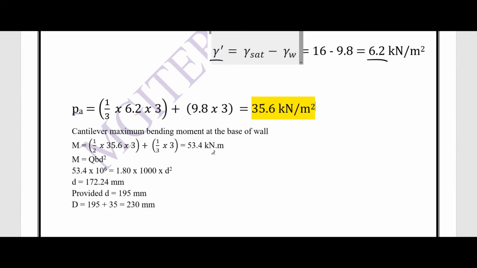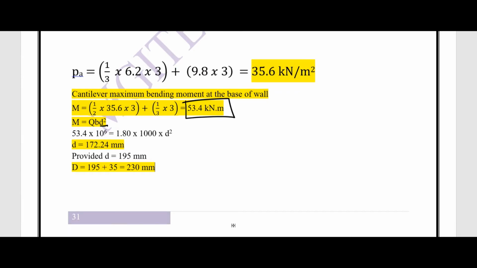So the cantilever maximum bending moment at the base of wall: M is equal to 1 half into 35.6 into 3 into 1/3 into 3, so 53.4 kilonewton meter is the moment. By the moment we can calculate M is equal to QBD square, so we can find D. D is equal to 172.24 mm. So provide capital D equal to 230 mm, the thickness of the long wall.